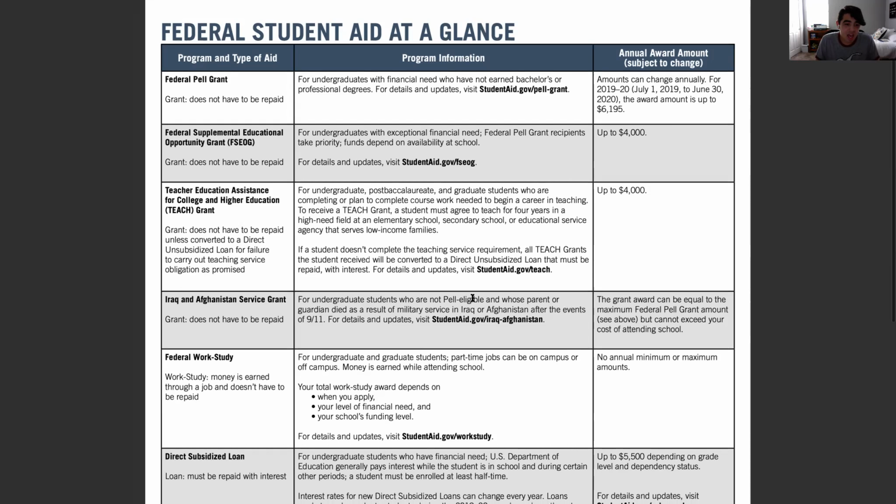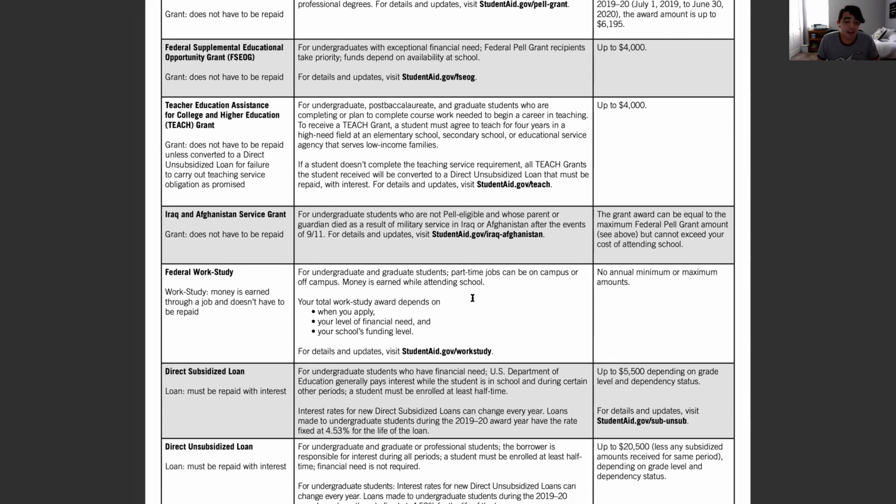Okay. The Iraq and Afghanistan Service Grant is for undergraduate students who are not Pell eligible, but whose parents passed away in military service in Iraq or Afghanistan after the events of 9/11. So this is to help contribute towards your education, which is a great and amazing thing. The grant award can be up to the federal Pell Grant amount, but it really cannot exceed the cost of attending school. So it really just does depend, okay?